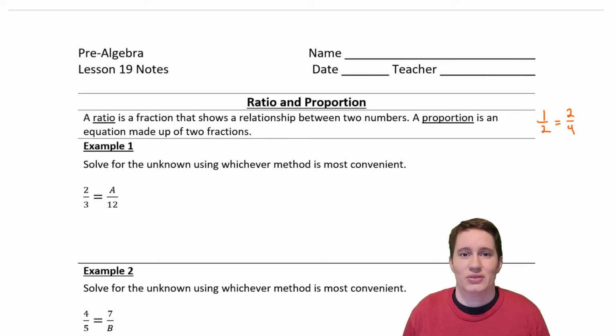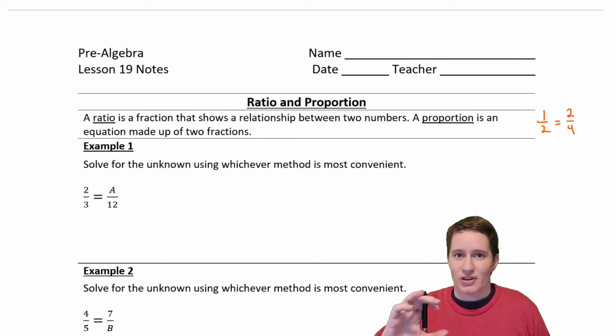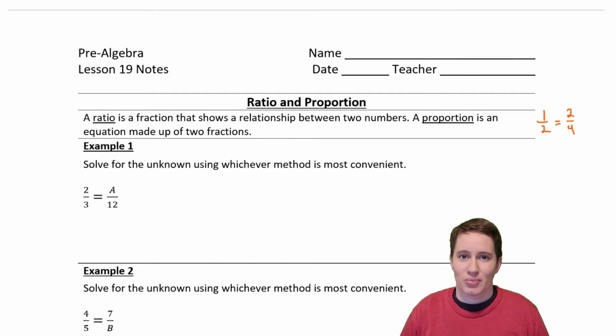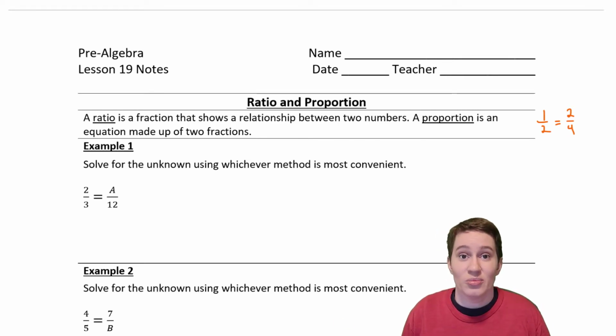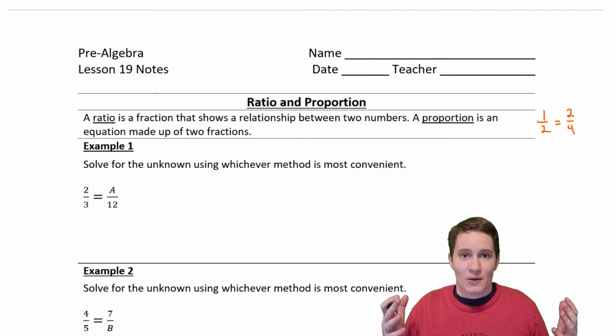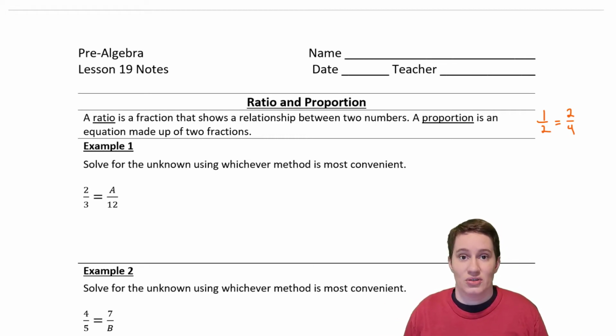The third one is where, if there's a number underneath a variable, we can just multiply by that number on both sides and figure out what it is. So there you go. That's the method I wasn't sure I was going to tell you about. Let's look at example 1. Solve for the unknown using whichever method is most convenient. Sometimes in math, especially later on, you'll be asked to do something a specific way, to test that you can do it that way. But in this case, we want to pick the way that seems easiest at the time.